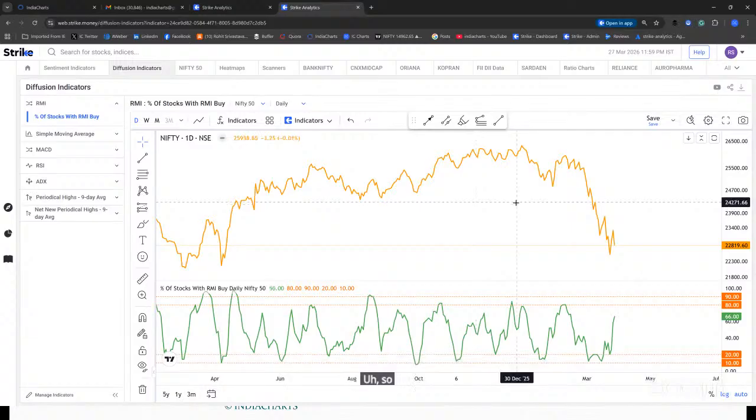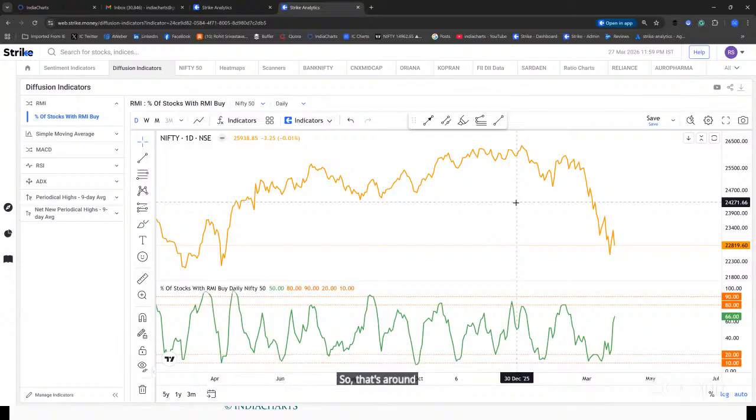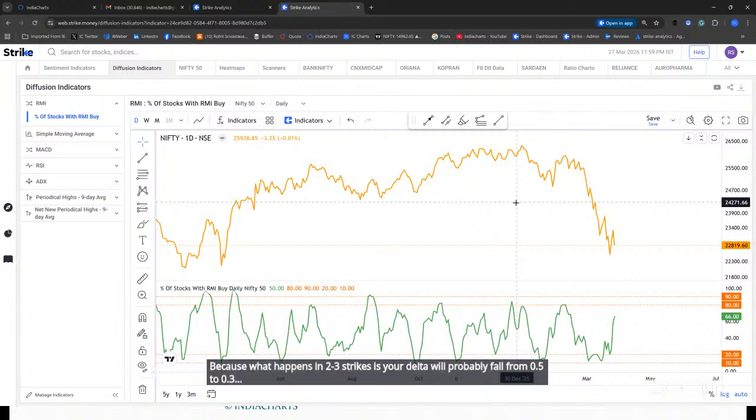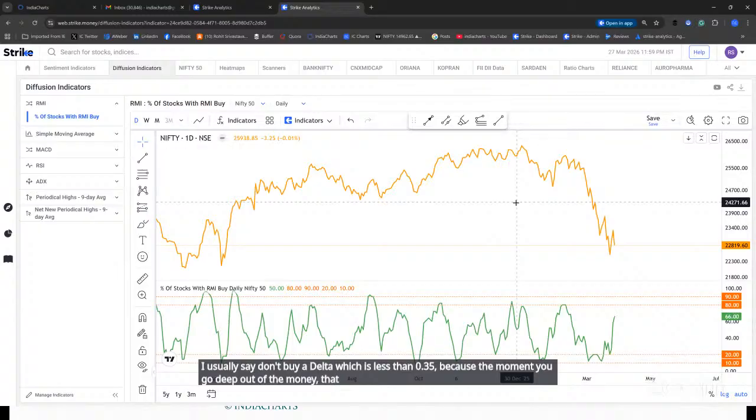On which strike, for those who didn't ask and I didn't answer it earlier, it is usually at the money, or you don't go very out of the money, not more than 1% out of the money. If you're at 25,000, 1% is 250 points. That's around 2 strikes, maximum 3 strikes. Because in 2, 3 strikes your delta will probably fall from 0.5 to 0.35 or something like that. I usually say don't buy a delta which is less than 0.35, because the moment you go deep out of the money, the delta will become 0.25. 0.25 simply means that there is only a 25% chance of that strike going in the money.